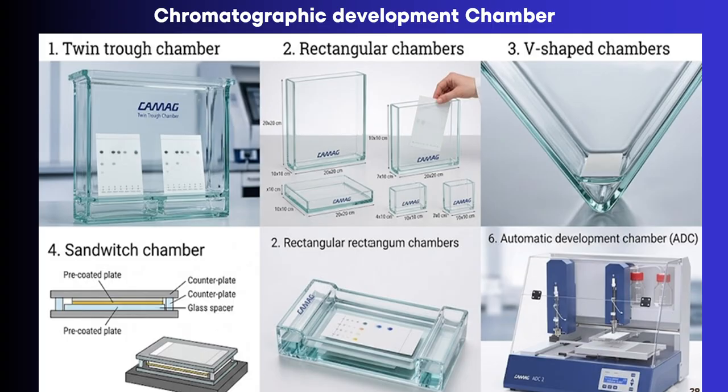So before development, the developing chamber is saturated with the mobile phase vapor. The mobile phase is added to the chamber and the chamber is closed. This saturation will help us to establish equilibrium between the mobile phase and chamber atmosphere, and it produces uniform solvent movement, minimizes the variations in Rf values and improves the separation. You can also line the chamber with filter paper if required to facilitate saturation.